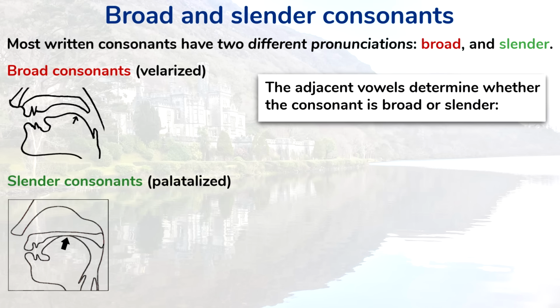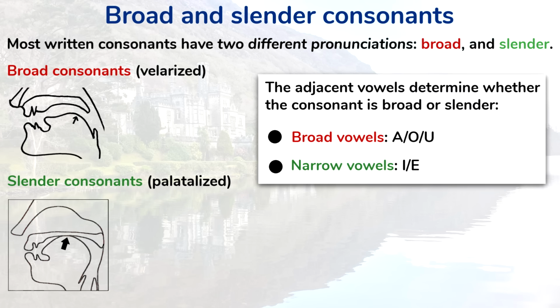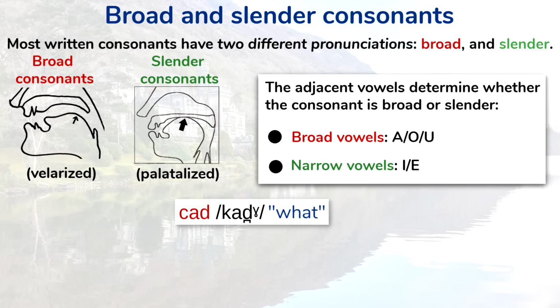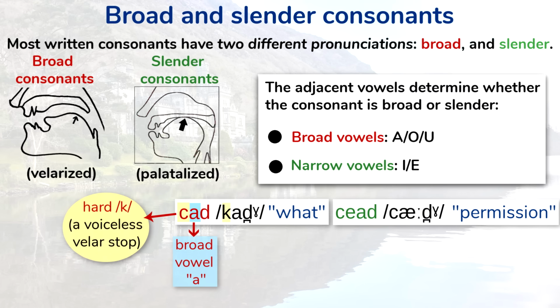In modern Irish orthography, the adjacent vowels indicate whether the consonant is broad or slender. The broad vowels are A, O, and U, and the narrow vowels are I and E. For example, cad, meaning what, and caibidil, meaning permission. In the first word, this A is a broad vowel, so the C is pronounced as a broad consonant, the hard K sound, a voiceless velar stop.